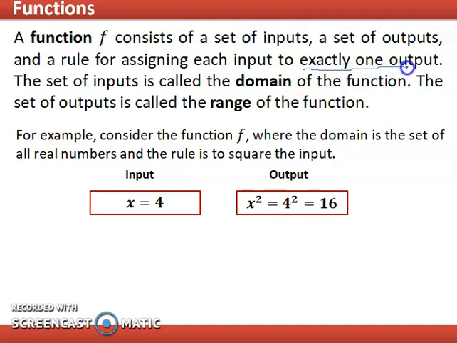Kailangan iisa lang talaga yung kanyang output. The set of inputs is called the domain of the function. The set of outputs is called the range of the function. So halimbawa, i-consider natin itong function f, where the domain is the set of all real numbers and the rule is to square the input.